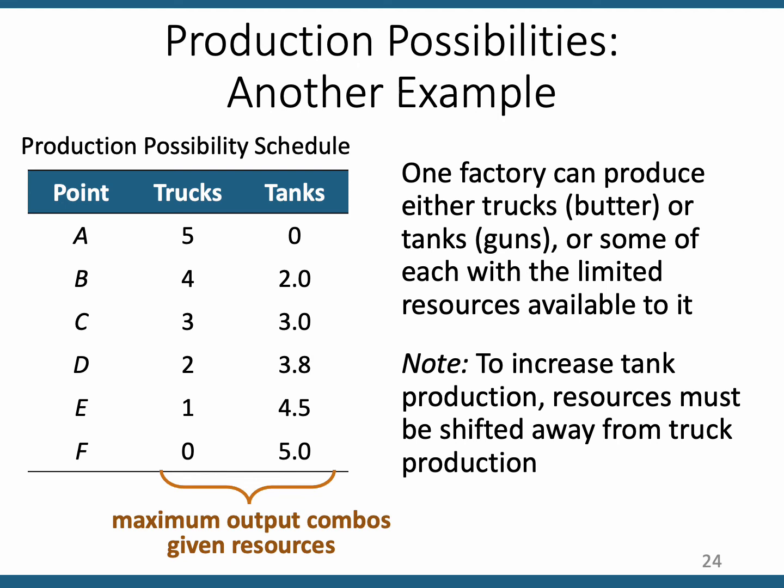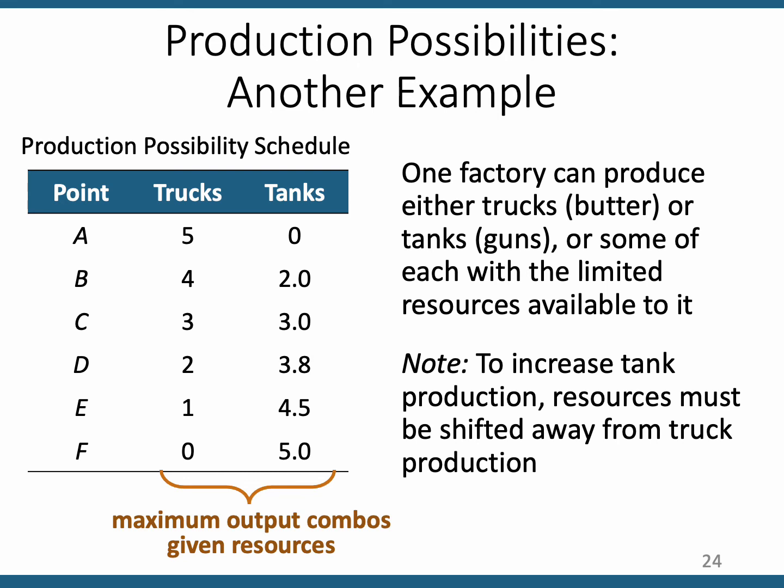All right? Well, maybe now the war is starting to wind down and the military doesn't need as many tanks. And so you go from point F to point E. Now you're producing 1 truck per day. How many tanks are you going to have to give up once you move those workers? It looks like half a tank per day, right? You go from 5 to 4.5. So the opportunity cost of that 1 truck per day that you gained when you went from F to E is half a tank, because you went from 5 to 4.5.